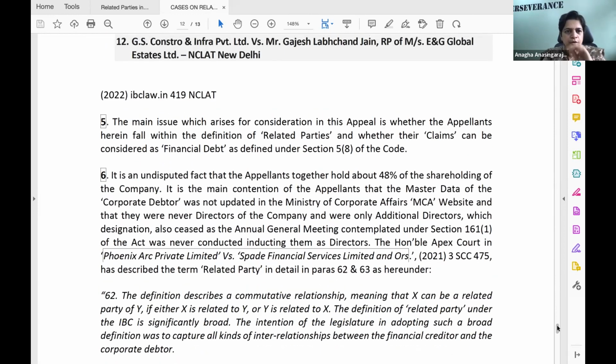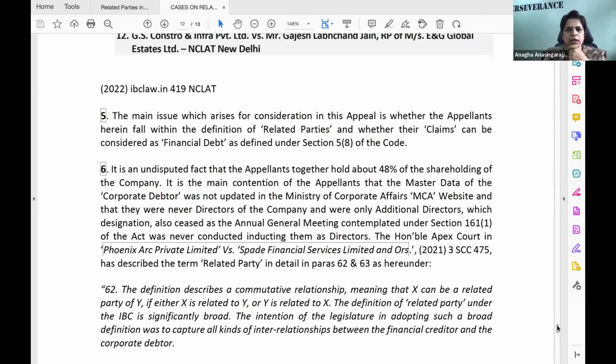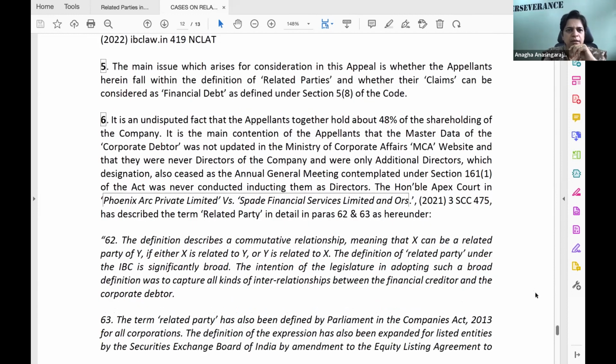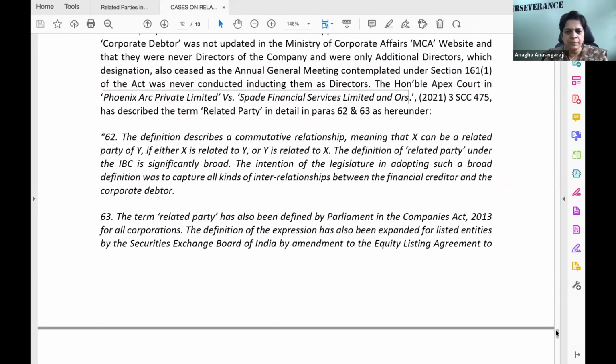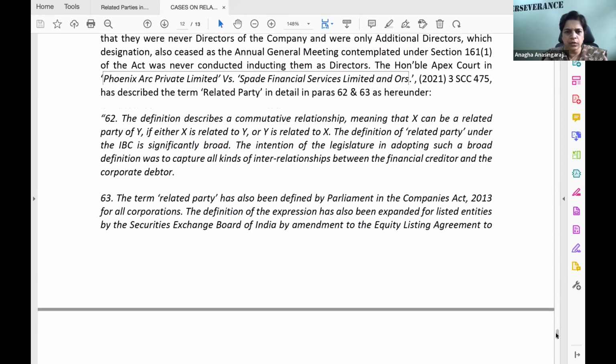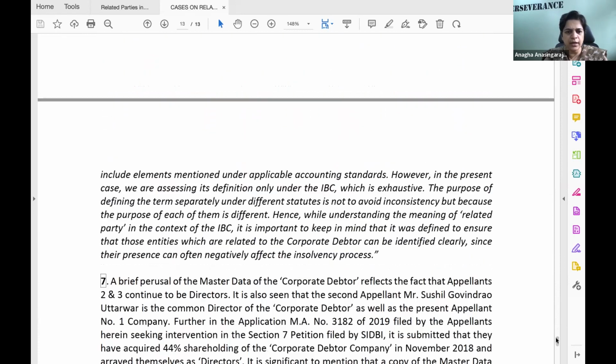Now, in this particular case of GS Constro versus Infra, which is a fairly recent case of 2022, the main issue which arose was whether the appellants fall within the definition of related parties and whether their claims are financial debts. Most of the litigation, what we can see, is based on whether somebody is a financial creditor and whether consequently they can be included on the COC. Again, this case law refers to the Phoenix ARC judgment, and also discusses the related parties and what the disqualifications are as regards related parties.